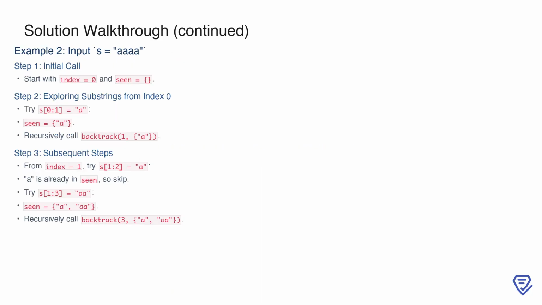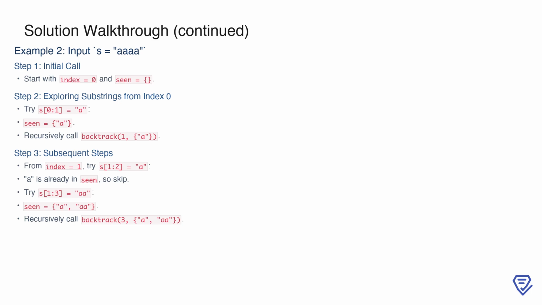In example 2, the input string is AAAA. As before, we start at index 0 with an empty seen set. The first substring we attempt is A, which is unique, so we add it to seen and proceed recursively from index 1. At index 1, we test the substring A again, but since it is already in seen, we skip it. Next, we try the substring AA, which is unique, so we add it to seen, making it {A, AA}, and continue recursively from index 3.